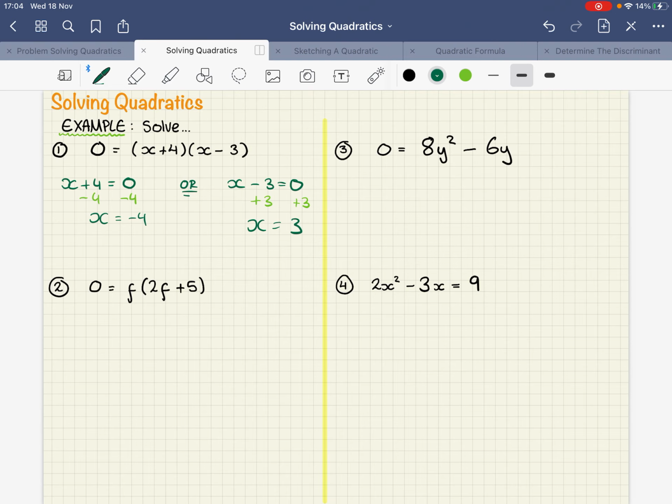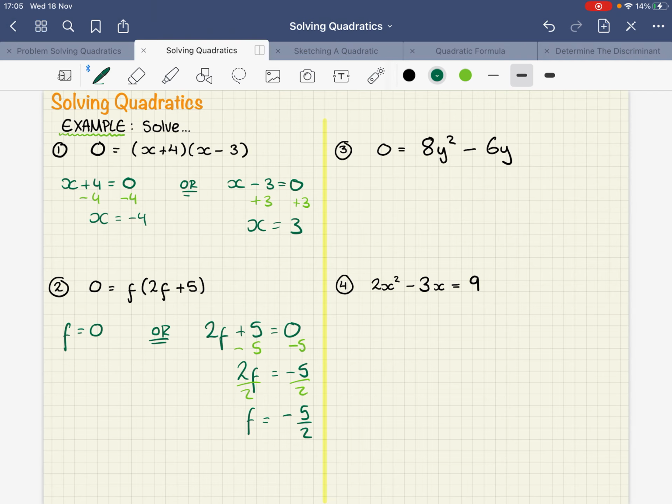So let's take a look at the next one. So again, I've got two things multiplied. While this is not a bracket, that is one thing being times with this bracket. So I can split them up in the same idea. So either that f equals 0, or that 2f plus 5 equals 0. So that first bit, the f equals 0, that's already done. I can't solve that anymore. So I just need to sort out the second little bit of my expression. So I've got 2f equals negative 5, and divide by 2 on both sides to give me f equals negative 5 over 2.